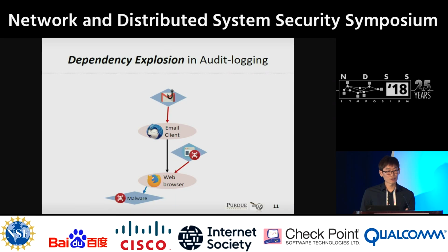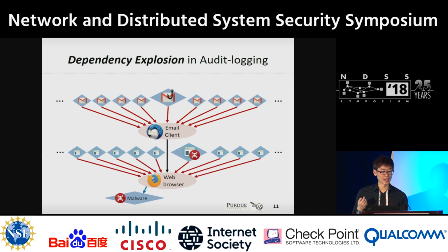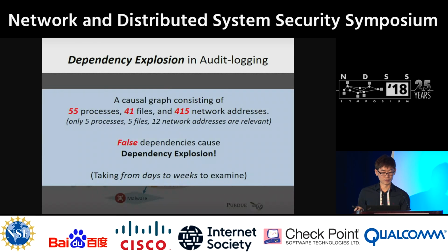For example, in our attack, before the victim received the phishing email, he also received many benign emails. Again, before he navigated to the malicious website, he also navigated many other benign websites. Unfortunately, such benign emails and websites become bogus dependencies in the causal graph.